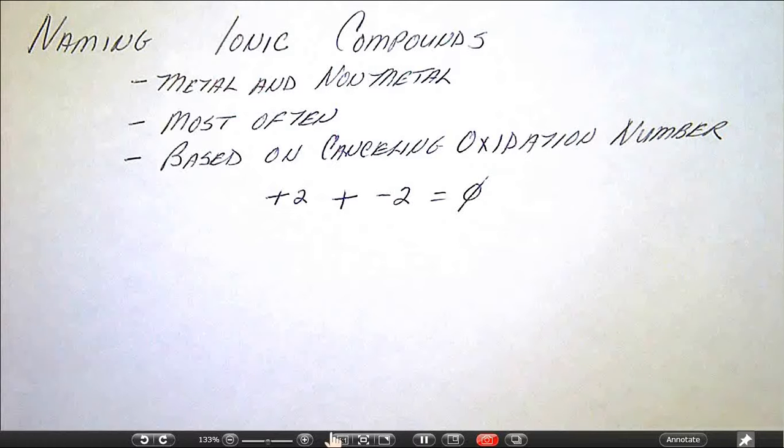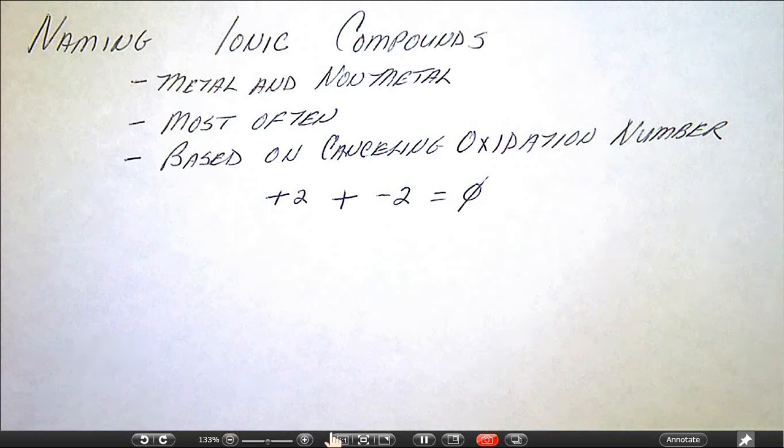This video is going to be about naming compounds. We're going to start with the ionic compounds, and then we'll talk about the covalent compounds. The first thing you need to know is that an ionic compound is made of a metal and a nonmetal. The metal will always come first. These compounds are found most often, and that's just simply because there are more metals than there are nonmetals.